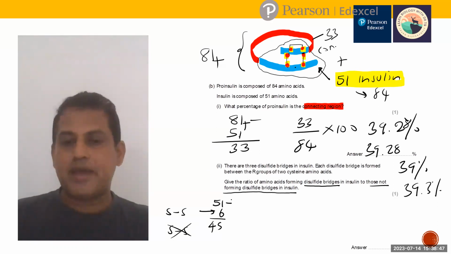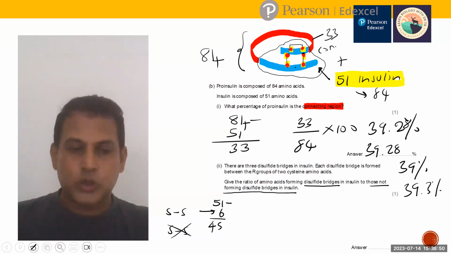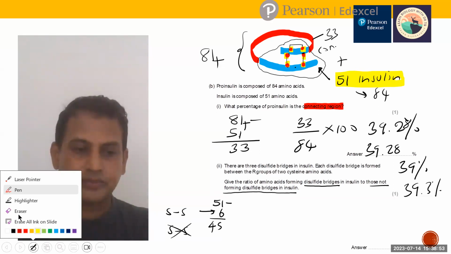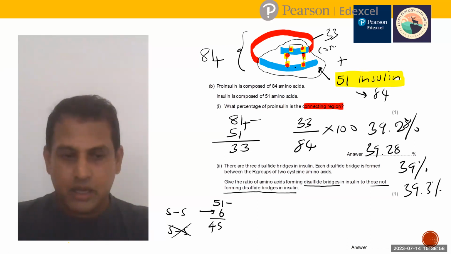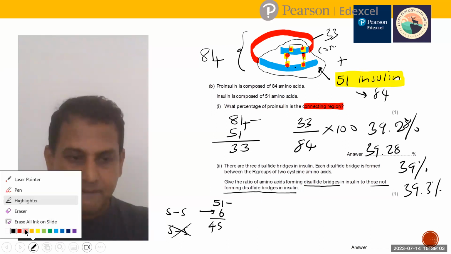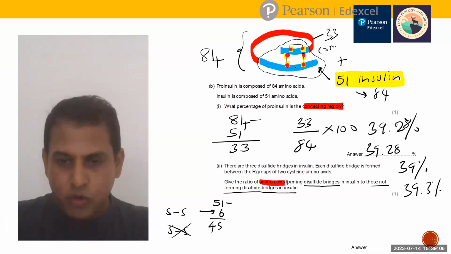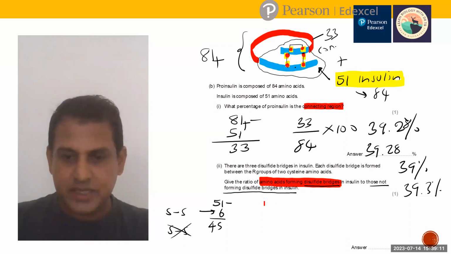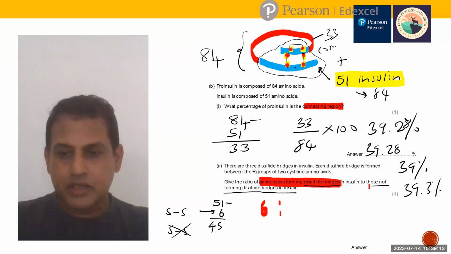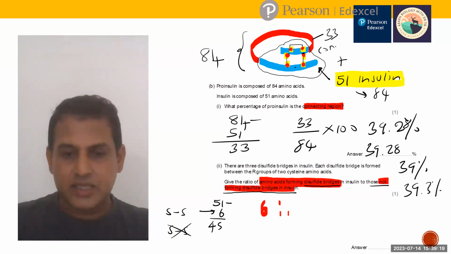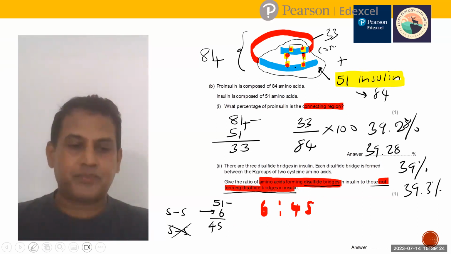Now we have to express this as a ratio. To express the ratio, we first have to look at what is given in the question. That means first I should focus on the amino acids forming disulfide bridges. So the amino acids forming disulfide bridges are 6. Not forming disulfide bridges is 45. So it is 6 to 45.